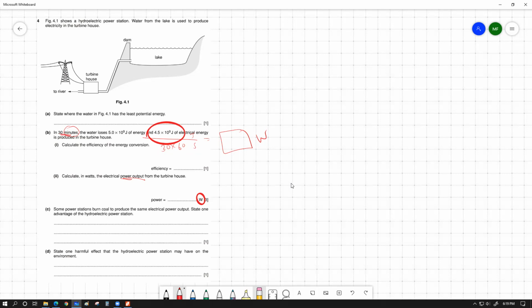Next it says, state one harmful effect that the hydroelectric power station may have on the environment. Okay, this is a good one. What could possibly be a harmful effect of the hydroelectric power station? There are a couple.